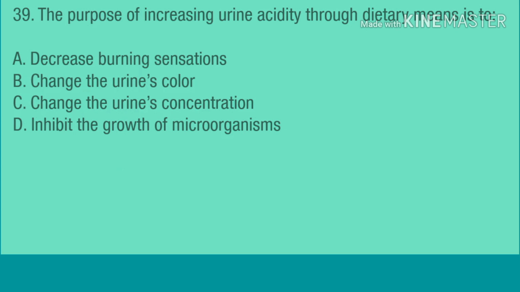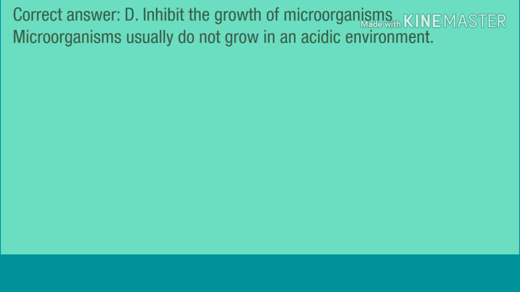Question 39. The purpose of increasing urine acidity through dietary means is to: A. Decrease burning sensations. B. Change the urine's color. C. Change the urine's concentration. D. Inhibit the growth of microorganisms. Correct answer, D. Inhibit the growth of microorganisms. Microorganisms usually do not grow in an acidic environment.